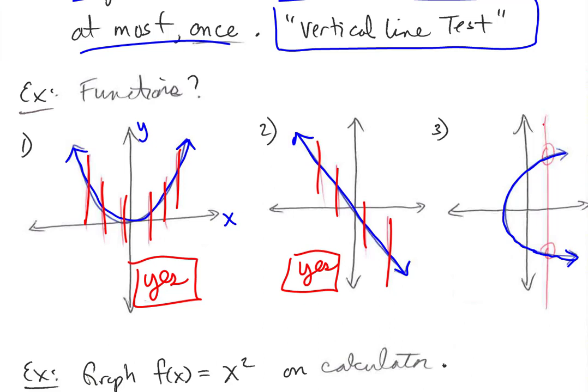Well, it only takes one vertical line to demonstrate that, no, you would hit this graph more than once with any such vertical line as we've drawn. It only takes one example to show it's not a function, so we would have to say, no, that's not a function based on that vertical line test.